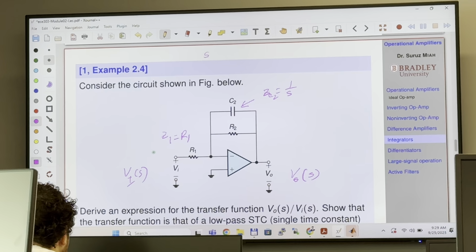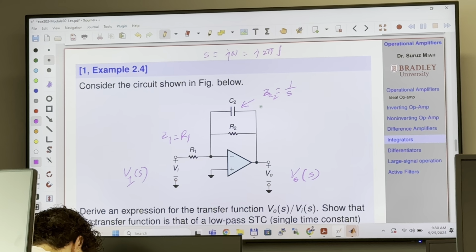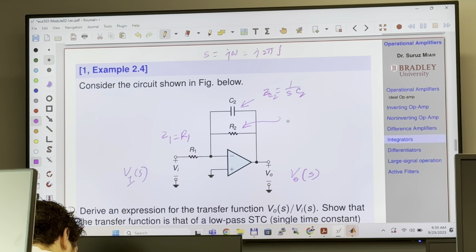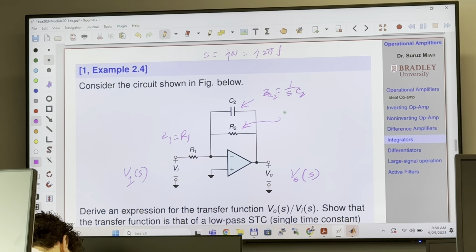Yes, omega C, exactly. S is a complex frequency, but when we deal with a sinusoidal signal, S is simply j omega, and omega equals 2 pi f, where f is the physical frequency. So the impedance of this capacitor, denoted Z_C2, is 1 over S C2, and the impedance of R2, which I'll denote Z2, is simply R2.